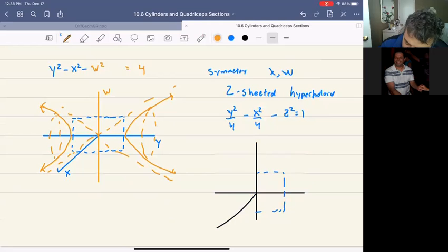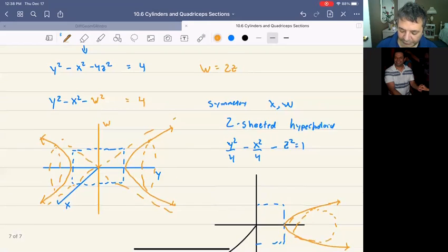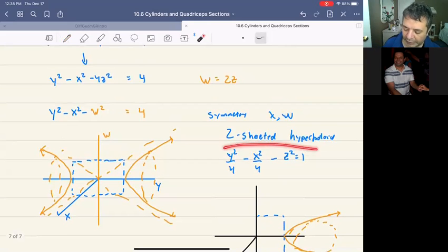I have no idea how to draw that well. Maybe a little fatter in this direction. But that's not really what I want you to worry about. I want you to worry about getting it into the form where you can tell what kind of object it is.